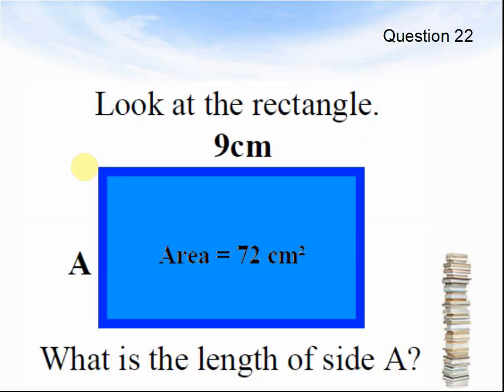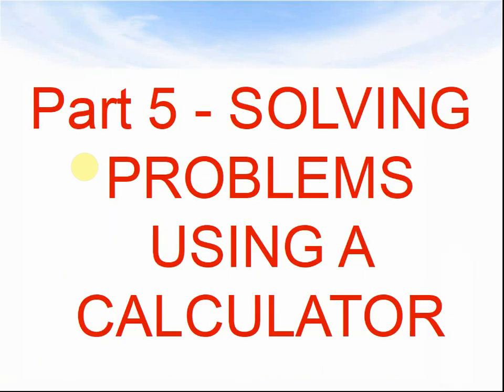Question 22. Look at the rectangle. The long side is 9 centimeters long. The short side is A. Area equals 72 centimeters squared. What is the length of side A? Pause the video until you are ready for question 23. Here comes question 23. Part 5, solving problems using a calculator.